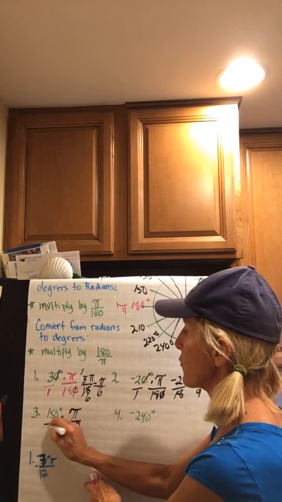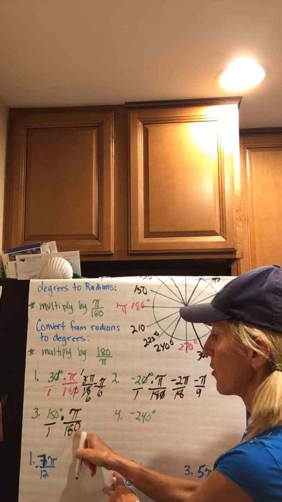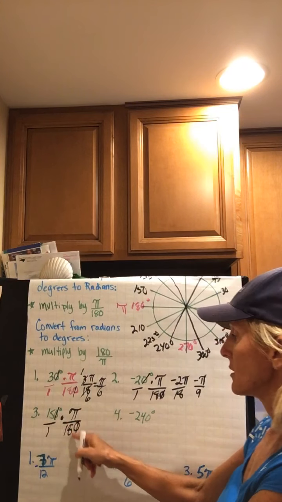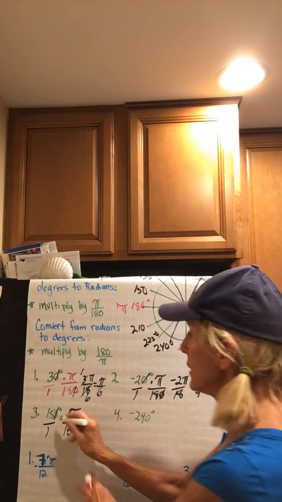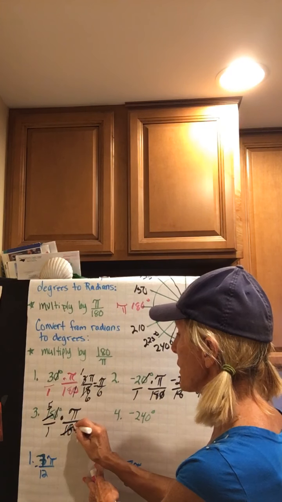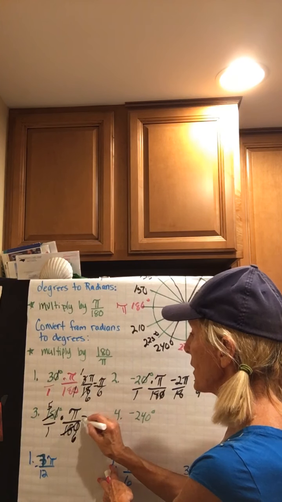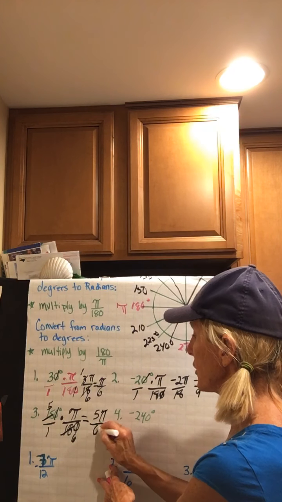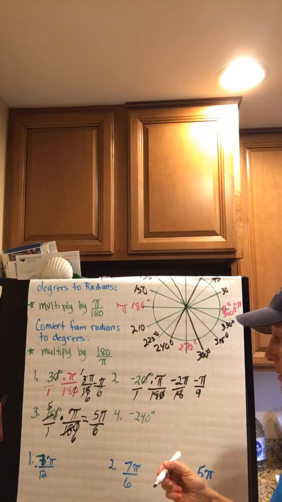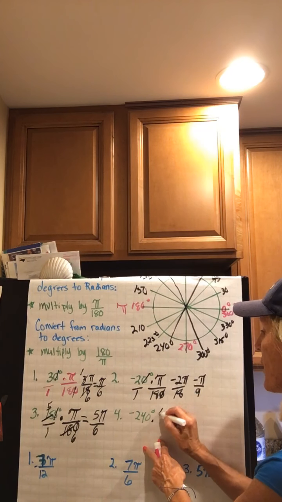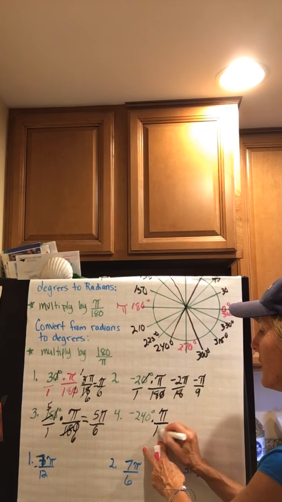Okay, if I put that over 1, remember I can cross cancel here. Zeros can wipe out, and then I can divide those both by 3. So if I divide that by 3, I get 5. Divide this by 3, I get 6. So my answer is 5 pi over 6. That's called radians. This -240 degrees, multiply it by pi over 180.